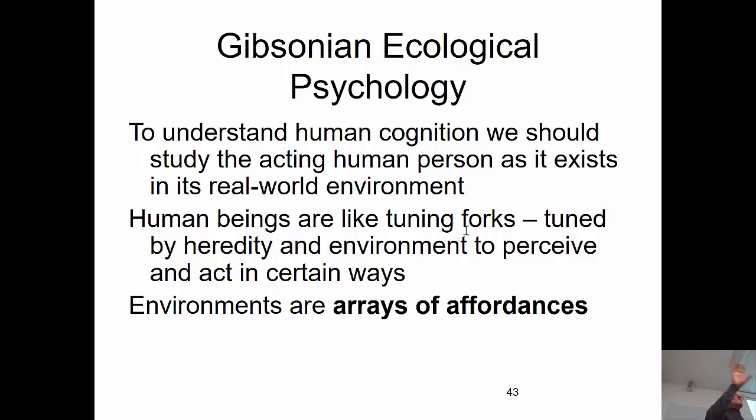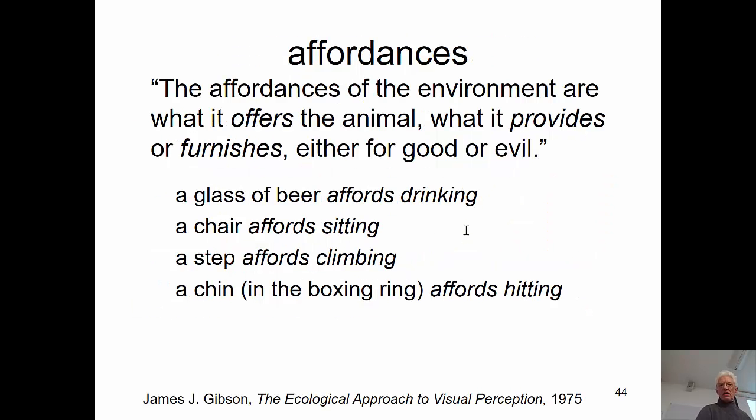So the environment of perception is not a bare physical environment, nor is it a bare sensory environment. Rather, it's an environment of what he calls affordances. And examples would be a glass of beer which affords drinking, or a chair which affords sitting, and so on. So an environment is an array of affordances. It's full of things which are meaningful for our actions.